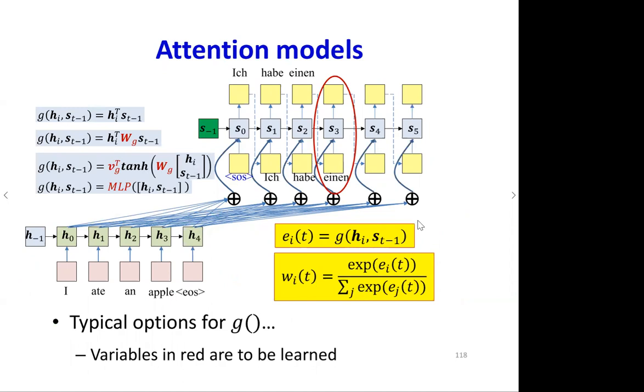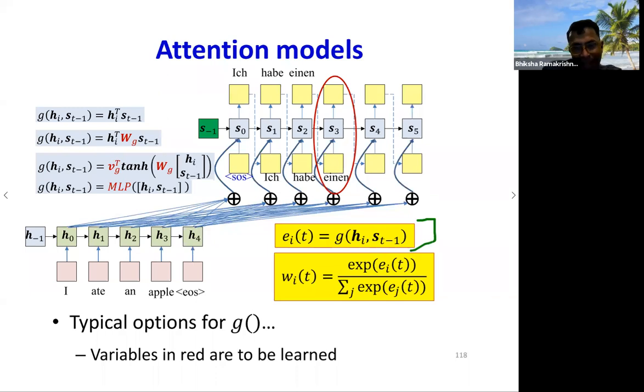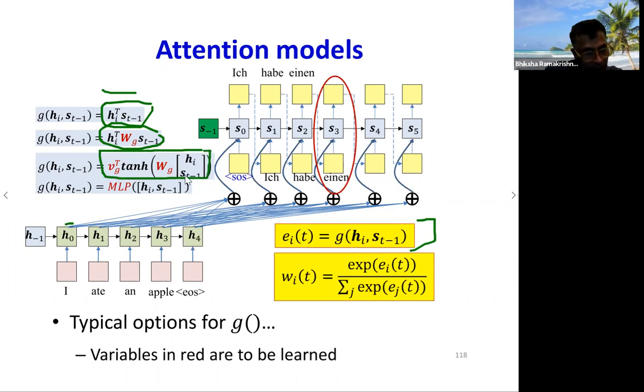Okay. So what is this raw function? There have been many functions that have been proposed. The simplest thing is, if S and H are the same size, then this raw function, which has to be a scalar, can just be the inner product. If they are different sizes, it could be a matrix inner product where this matrix W is learned. Or you can have something more complex like this, which was suggested in the first paper on attention. Or you could even have an MLP, which takes in this S and this H and produces a scalar value. So the actual nature of this function is flexible.